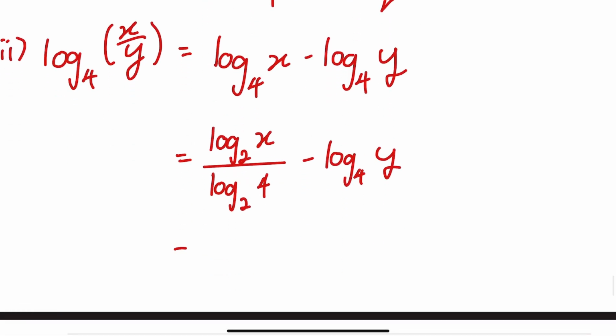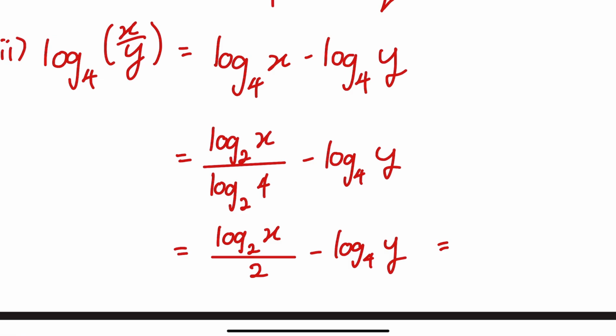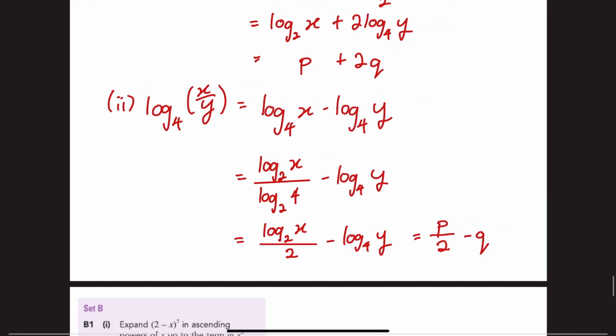Okay, so continue simplifying, I'll get log base 2x over log base 4. To get 4, base 2 must have power of 2, minus log base 4y. Final answer is simply p over 2 minus q. Okay, and this is for part 2.